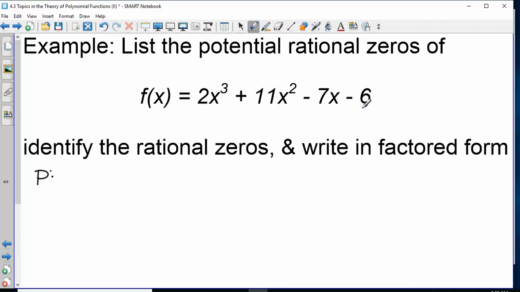P is everything that divides the constant evenly. So what could multiply to give us negative 6? 2 and 3, 1 and 6. Now, can we agree that I could do positive 2 and negative 3, or negative 2 and positive 3? So I could pick the positive or negative of any number. So when I list these, I'm going to put plus and minus on each one just to show that it could be a positive or a negative. So we said we could do 1, 2, 3, and 6. You're not telling me which ones pair up. You're just listing every number that divides that evenly.